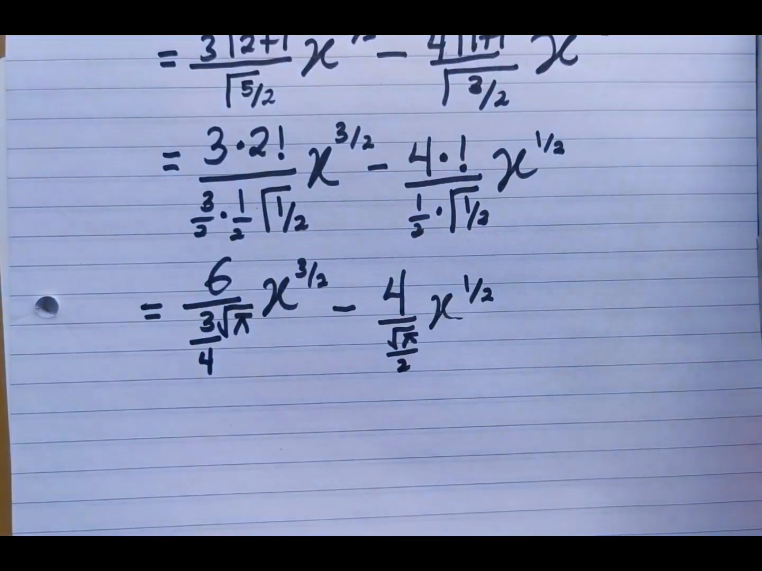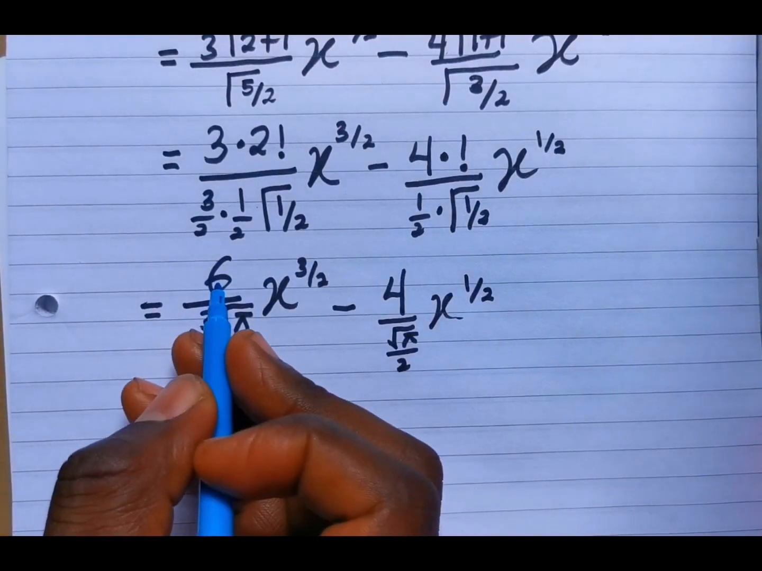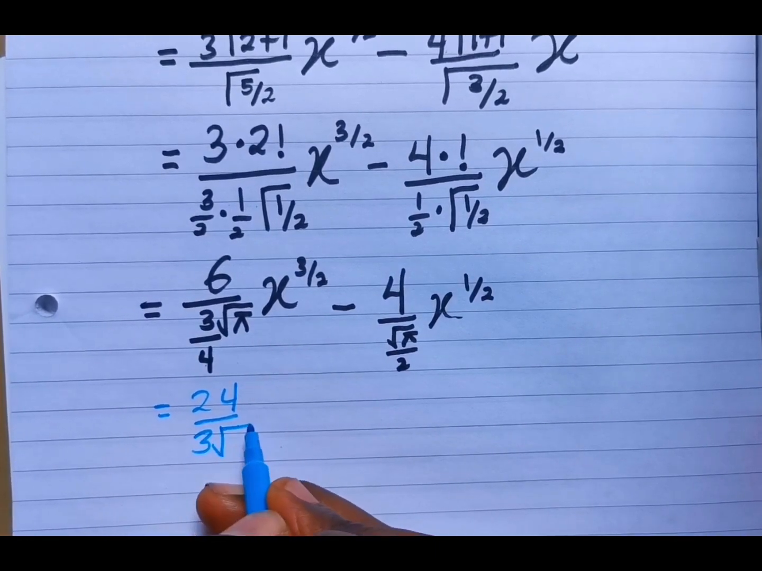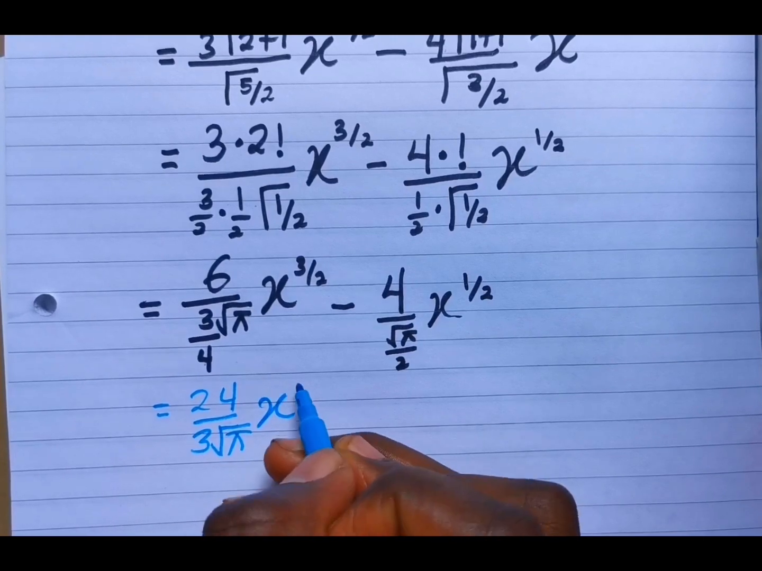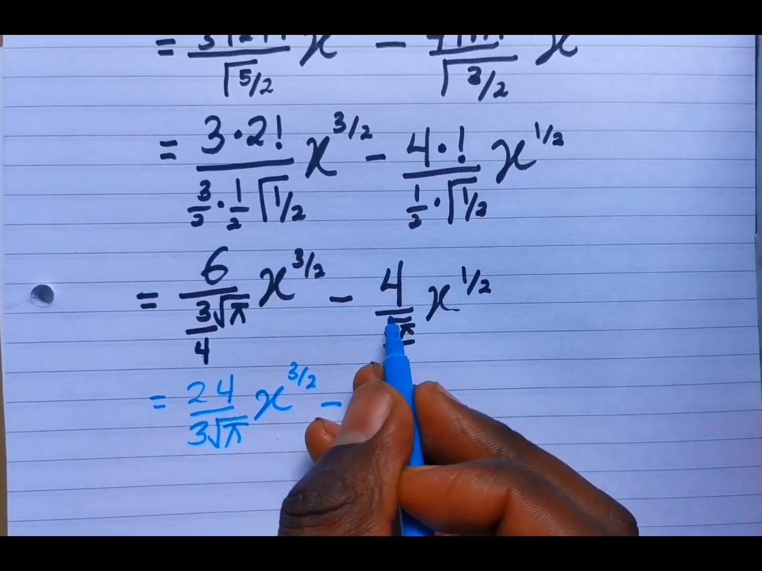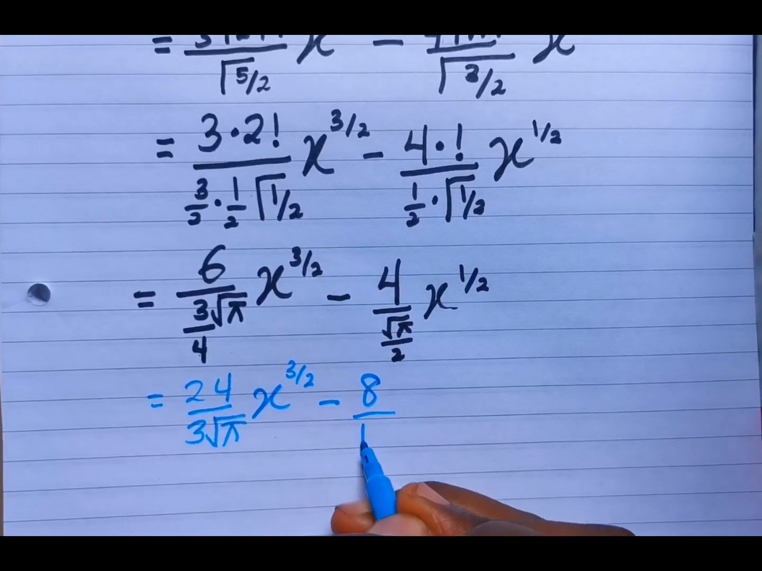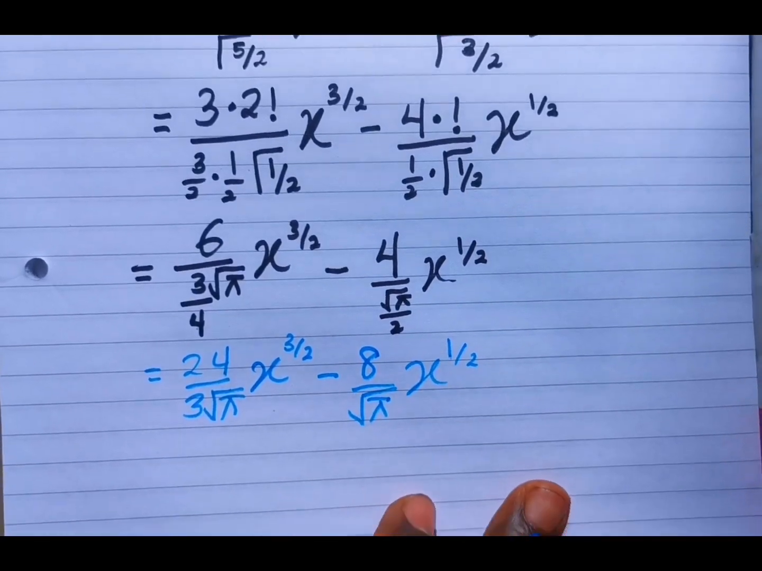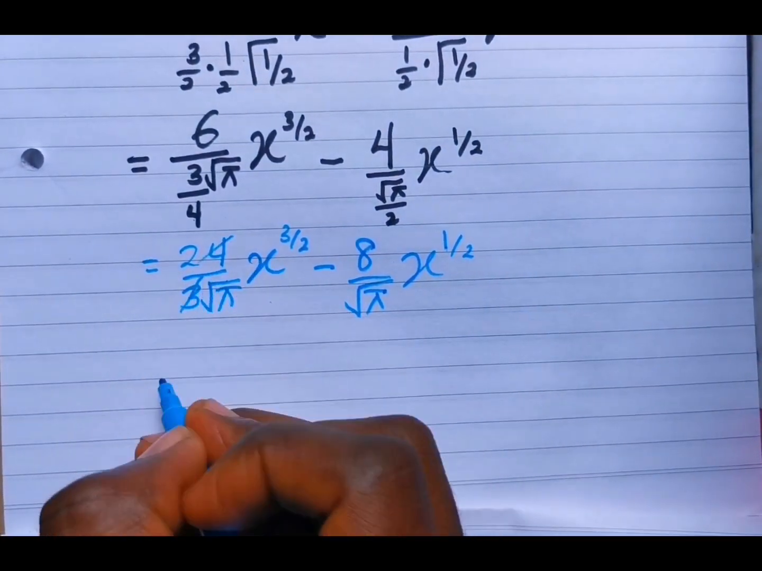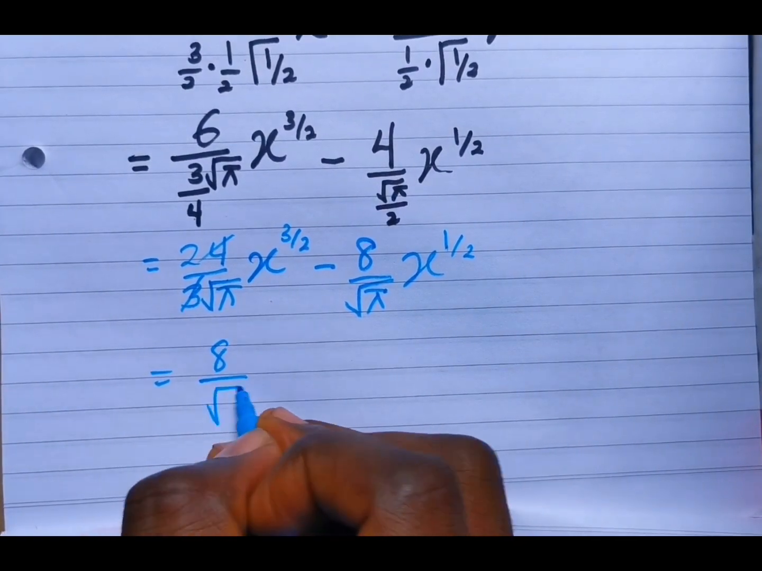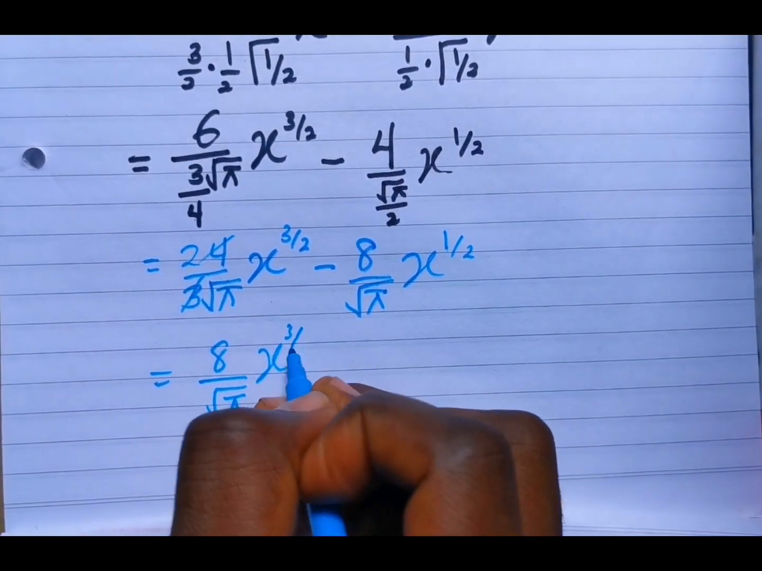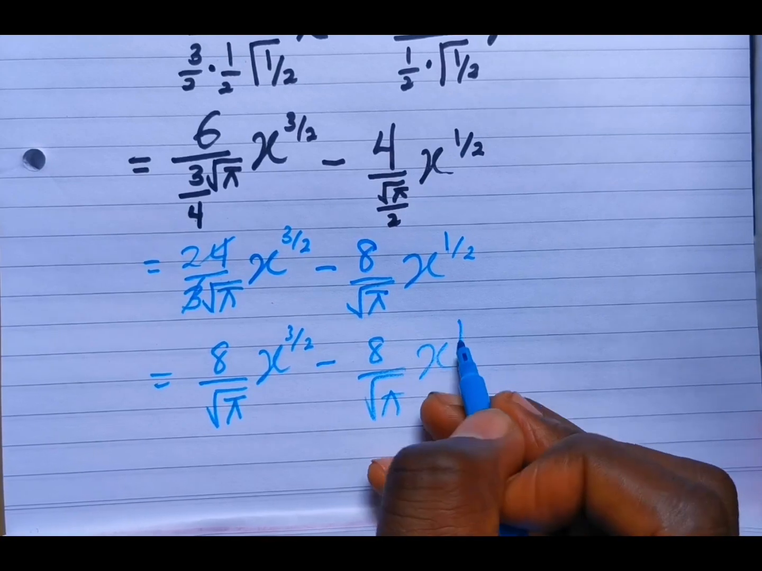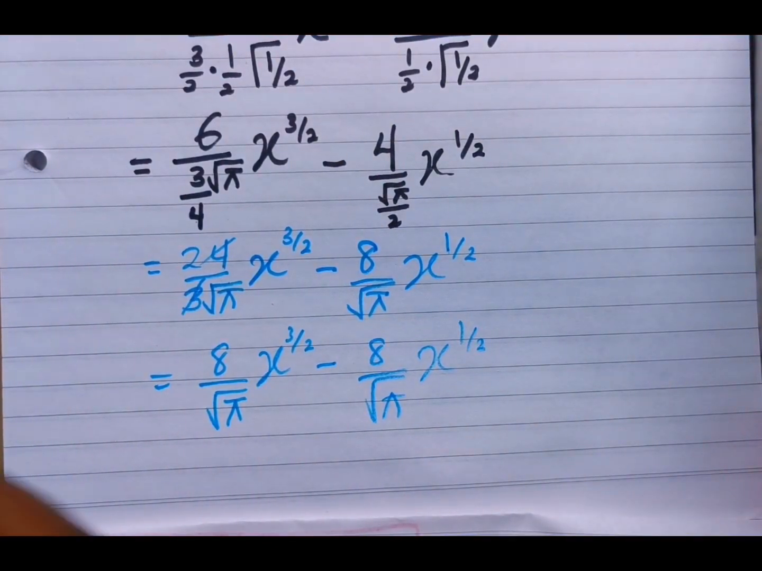So by working this out, it is going to reciprocate. I'm going to have 3 times 4, 3 times 4 is 24 over 3, the square root of pi. Then I have x raised to the power of 3 over 2 minus, this is also reciprocated. I'm going to have 8 over the square root of pi, x raised to the power of 1 over 2. Now 3 here, 1, 3 here, 8. I have 8 over the square root of pi, x raised to the power of 3 over 2 minus 8 over the square root of pi, x raised to the power of 1 over 2, which is equal to what?